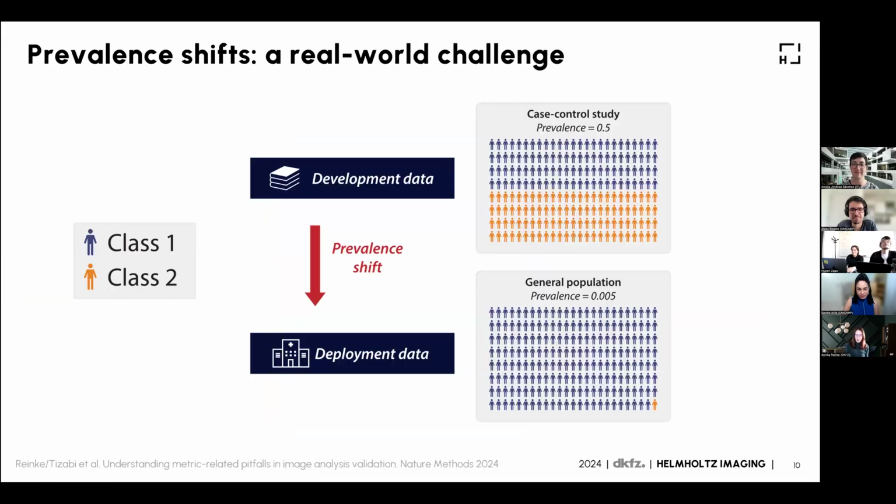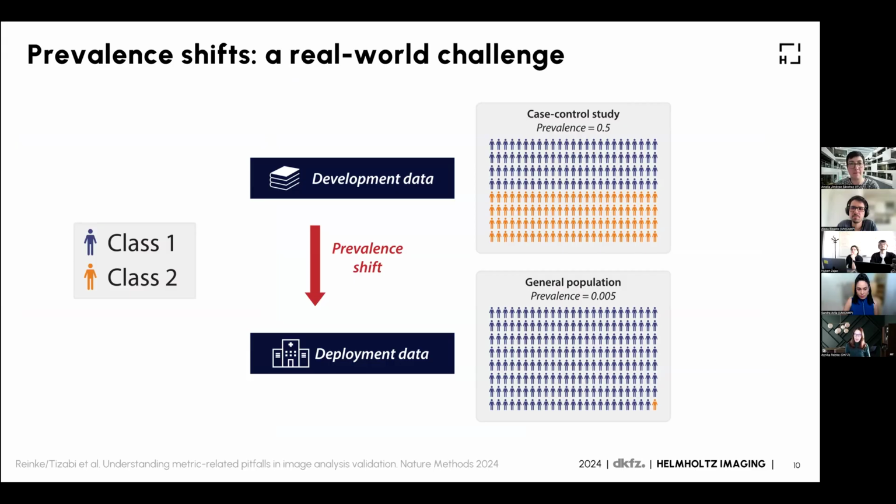But if we look at the real world, we often see what we call a prevalence shift. So if you're developing your algorithm, you somehow have to make sure that the model sees both classes if we stay with binary. So if we have a disease, the algorithm needs to understand how this disease is actually represented by the data. So we try to have a balanced setting, so prevalence of something like 50%.